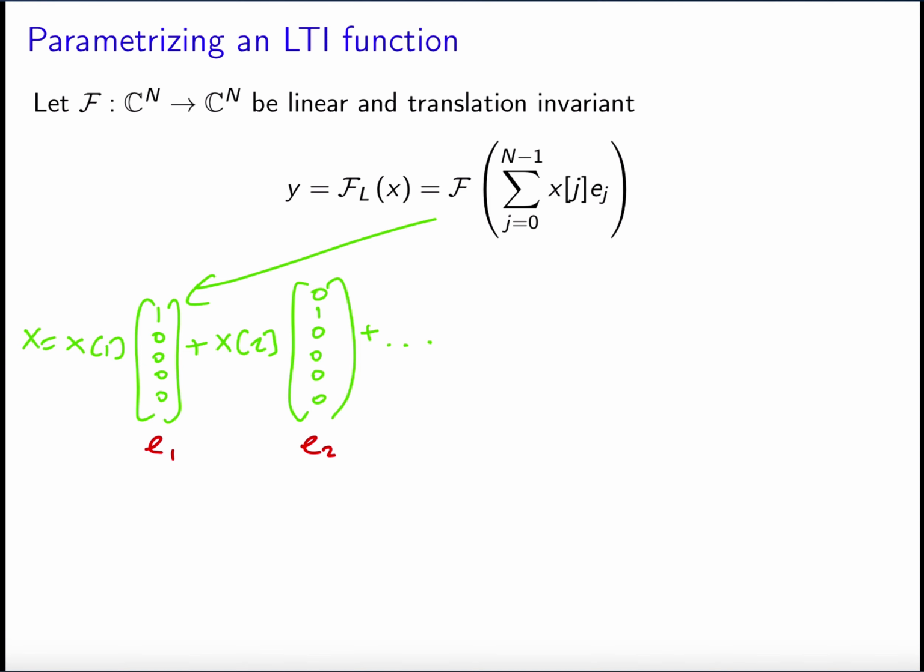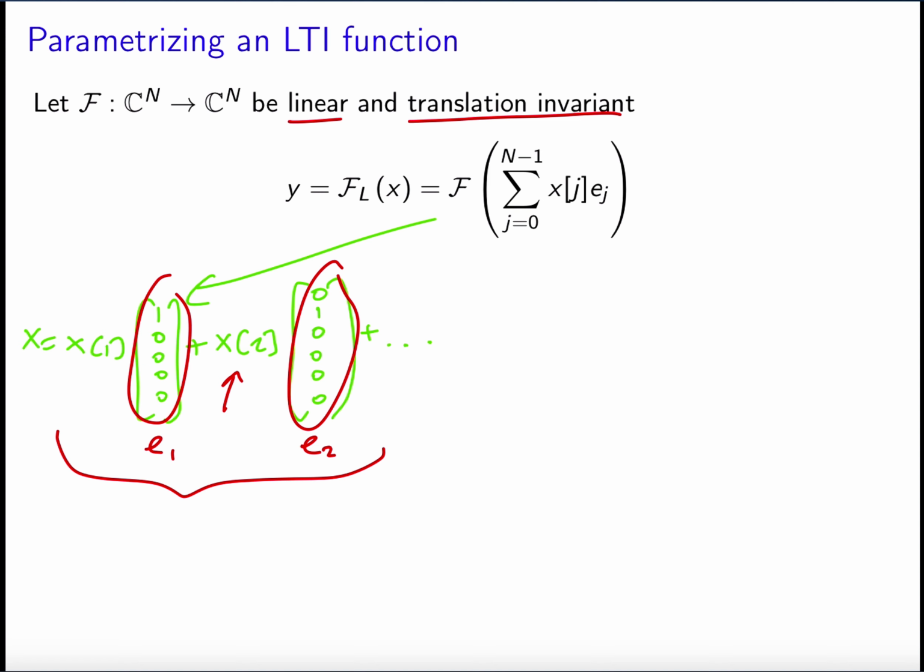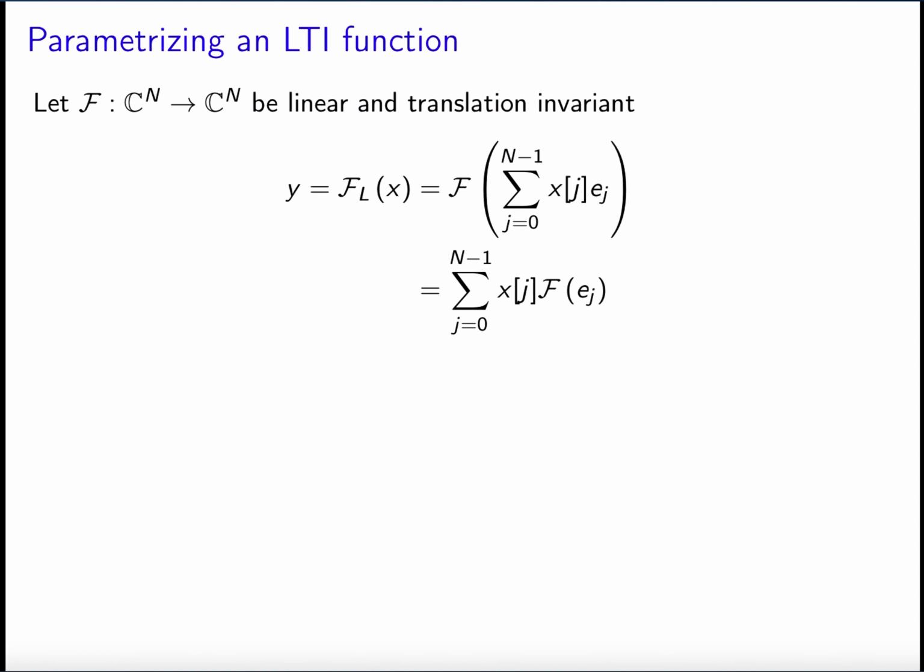And now we're assuming linearity and translation invariance. So when you apply the function to all of this, it's exactly equivalent to applying it to each of these vectors and then weighting them by x1, x2, and so on. You just apply the function to each standard basis vector and you weight it by the entry of the vector. This is exactly how you prove that any linear function can be parameterized using a matrix, because the matrix essentially is going to have columns that correspond to the action of the function on each of the standard basis vectors.